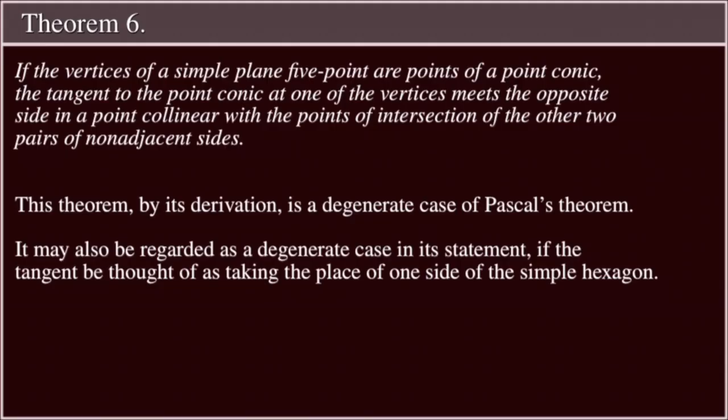Theorem 6. If the vertices of a simple plane 5-point are points of a point conic, the tangent to the point conic at one of the vertices meets the opposite side in a point collinear with the points of intersection of the other two pairs of non-adjacent sides. This theorem, by its derivation, is a degenerate case of Pascal's theorem. It may also be regarded as a degenerate case in its statement if the tangent be thought of as taking the place of one side of the simple hexagon.